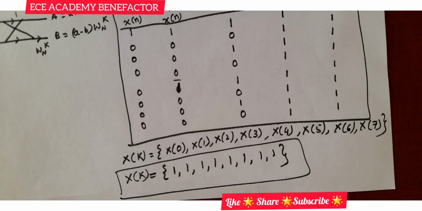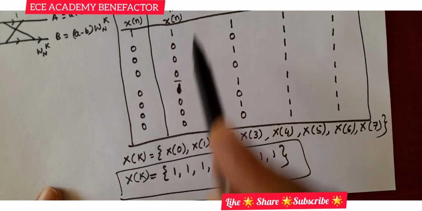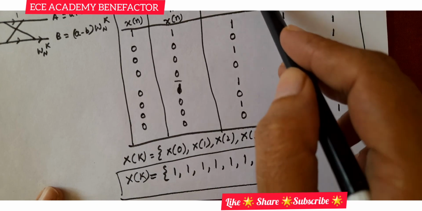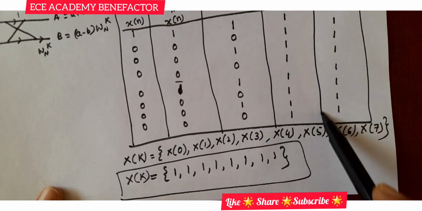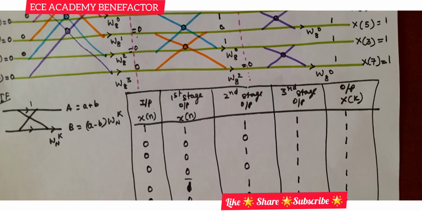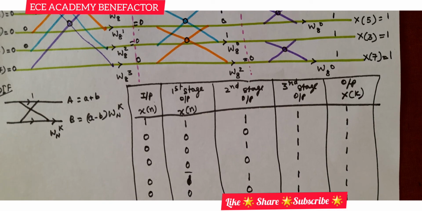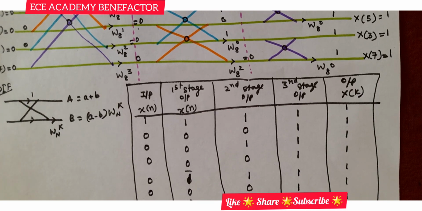Okay. So in this way you can solve 8-point DIF for computing DFT for a given sequence x of n.